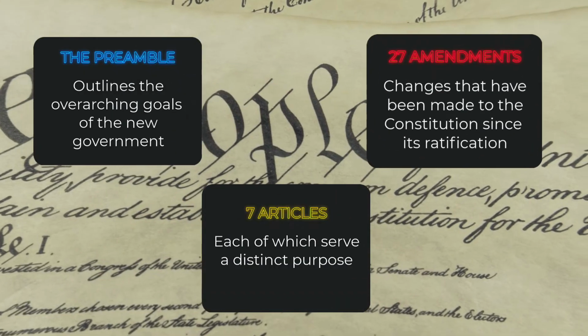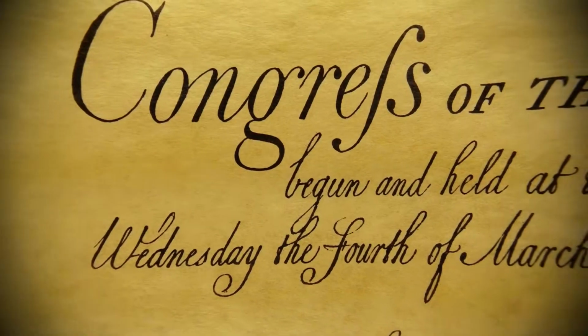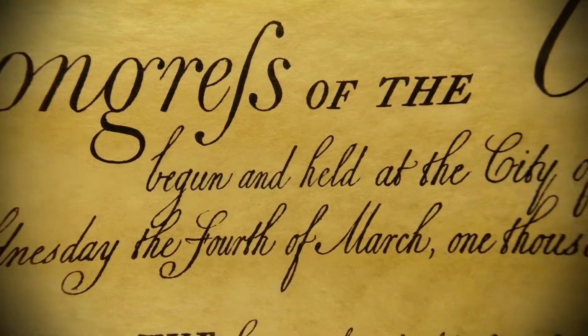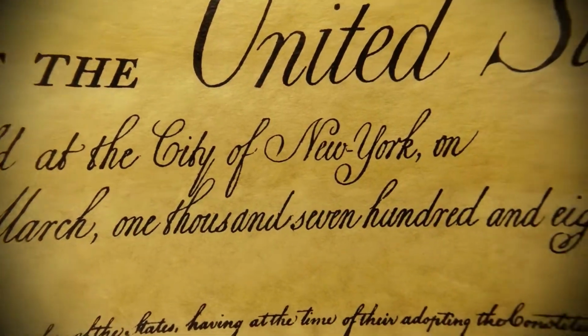And finally, the 27 amendments or changes that have been made to the Constitution since its ratification. The first 10 of these amendments are collectively known as the Bill of Rights and place limitations on the power of the federal government in an attempt to guarantee the protection of civil liberties.